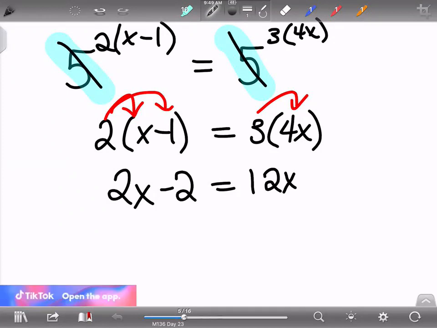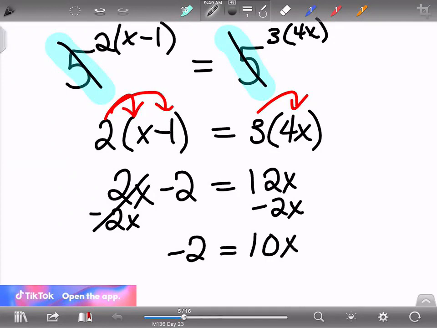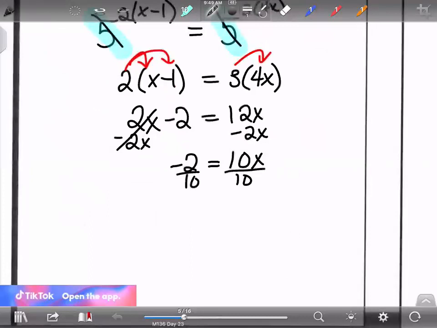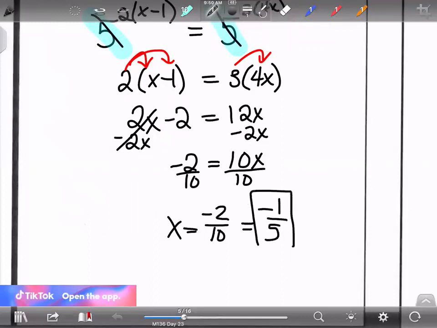In order to get x by itself, I need to start off by subtracting 2x from both sides. So -2 equals 10x. To get rid of that 10, I'm going to divide both sides by 10. That's going to give me x equals -2 over 10, which needs to be reduced to -1/5. So that right there would be our final answer, -1/5.